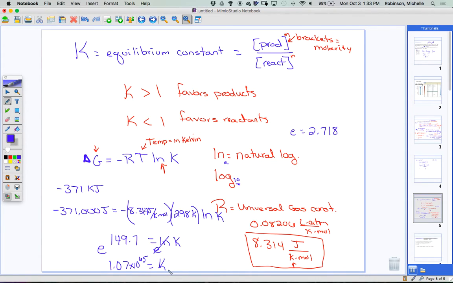All right. So we got a really, really, really big K. First of all, make sure you can get that number on your calculator. You can do it on your cell phones, I promise. If you turn your cell phone sideways, you get the e to the x button. So this one favors the product so much so that there's hardly any reactants left. So we would say that this one goes to completion. I mean, there's got to be minuscule amounts of reactants left, to be times 10 to the 65th, right?